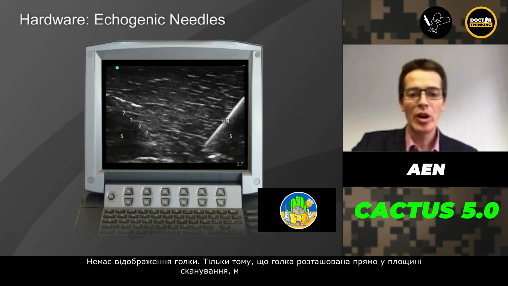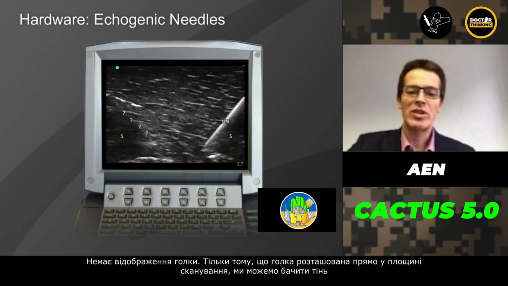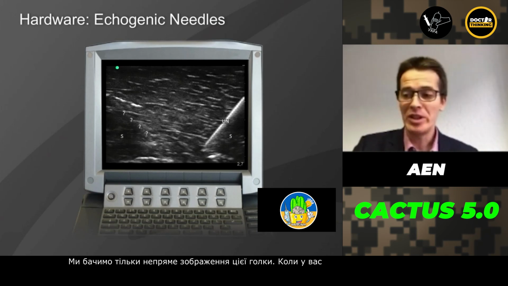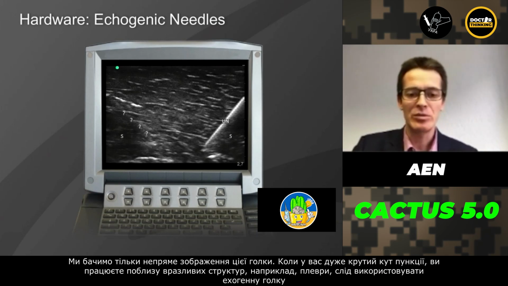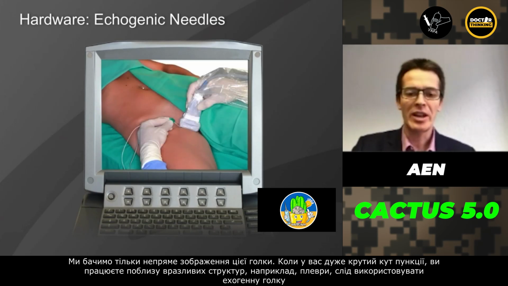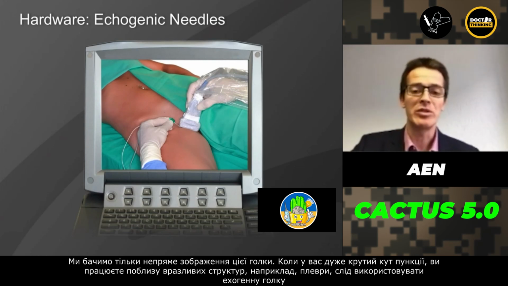So there are no reflections of the needle shaft back to the probe, but because the needle is perfectly placed in the center of the scanning plane, it creates a shadow below the needle. So you only have an indirect vision of this needle. So whenever you have very steep puncture angles, or you work very close to vulnerable structures like the pleura, why not use an echogenic needle?